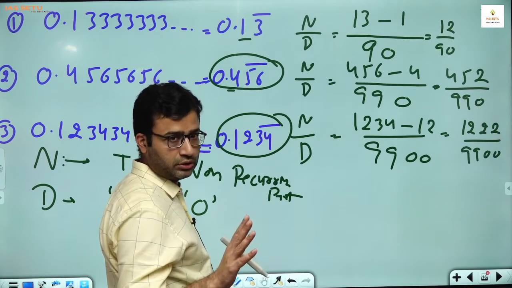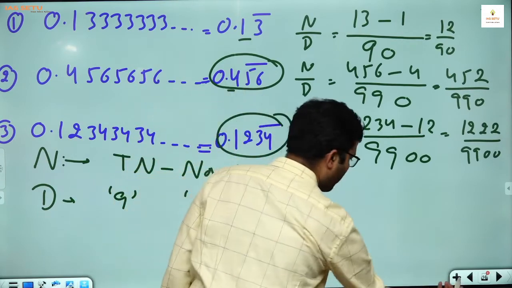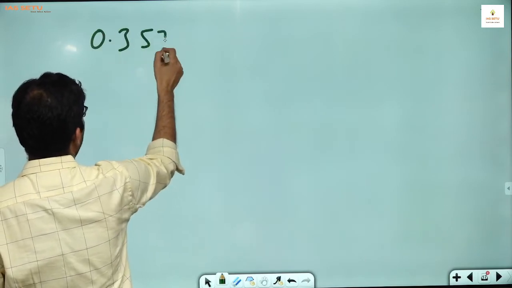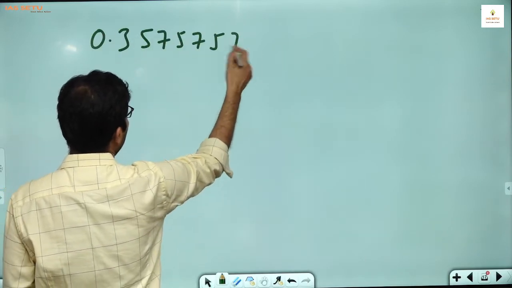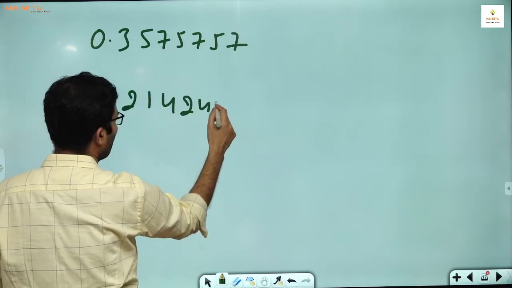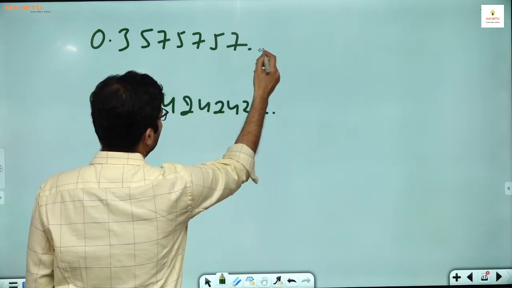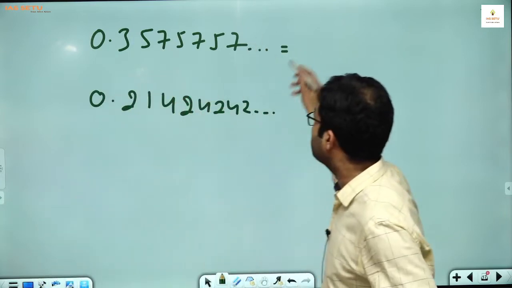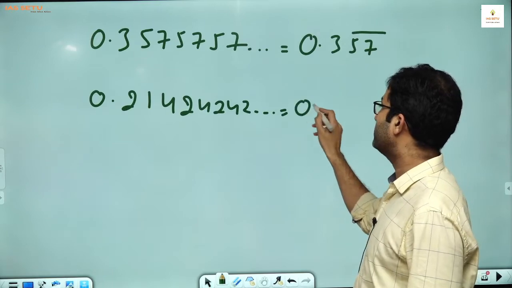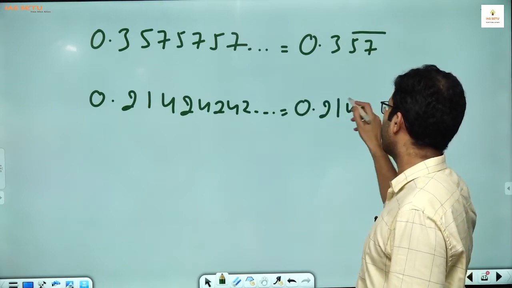I take 2 more questions, then I ask. ठीक है. 0.3575757. 0.21424242. I write it as 0.3 bar on 57. This is 0.21 bar on 42.